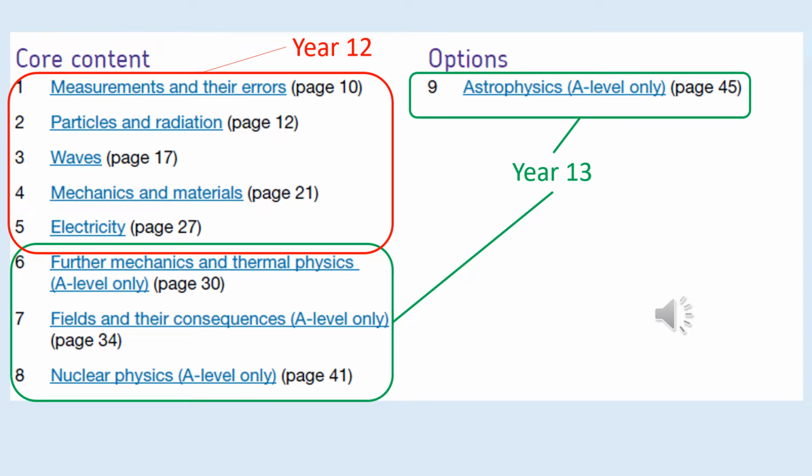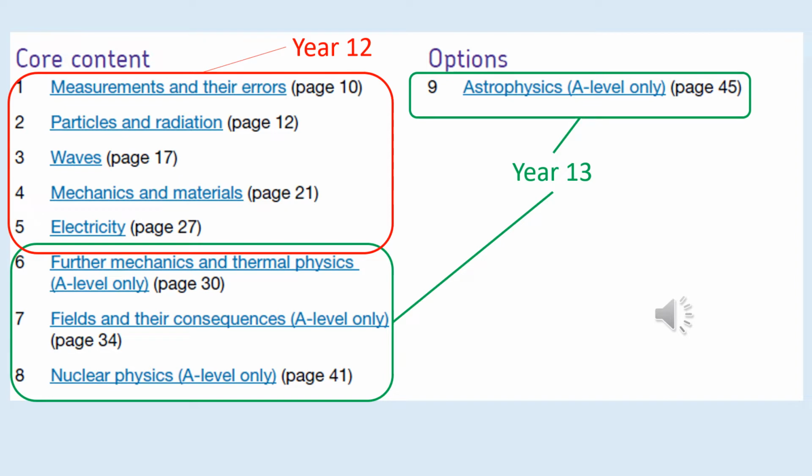So the course divides into 2 years. In the first year, you'll be looking at the first 5 topics. Topic 1 is one that you really explore over both years. It's to do with how you work in practicals, but we will be learning this in your year 12 right from the very start. And then the 4 main content areas are particles, so the particle physics, waves, mechanics, and electricity.